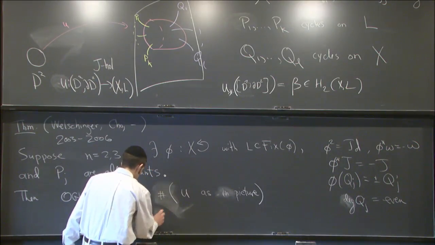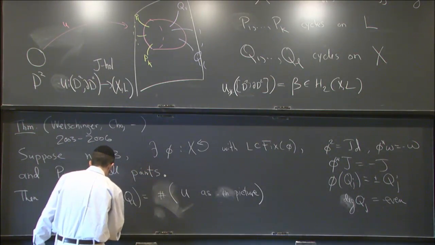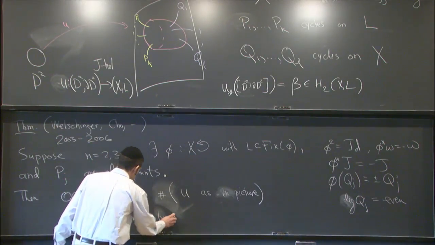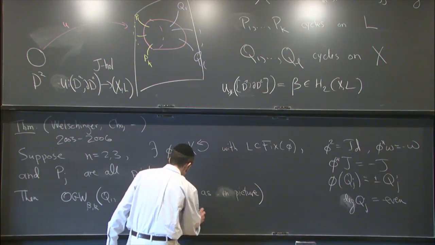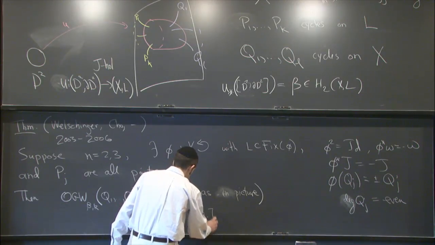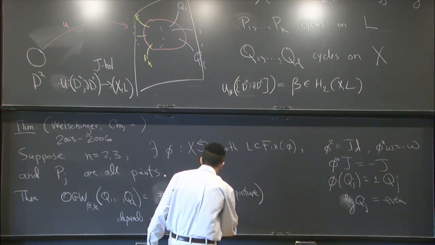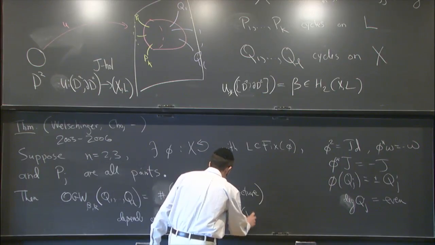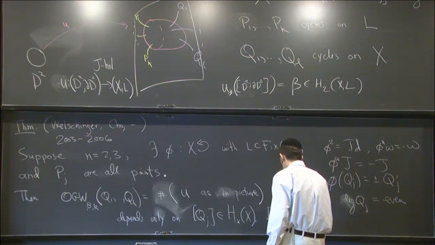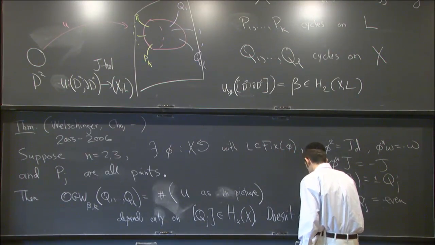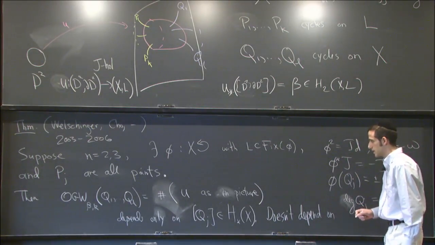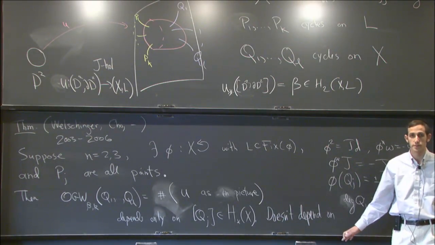So it only depends on the homology class of this cycle, and that doesn't depend on, in general, maybe a rational number.